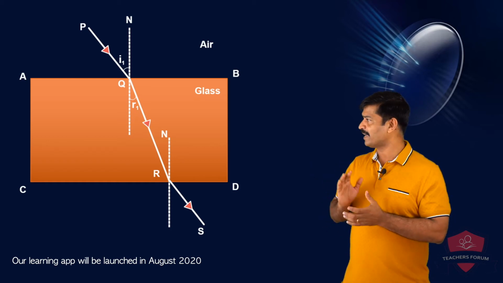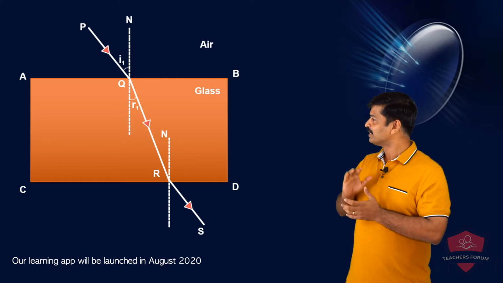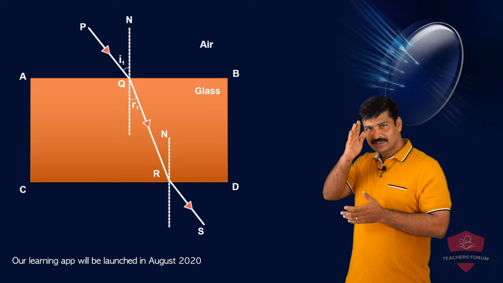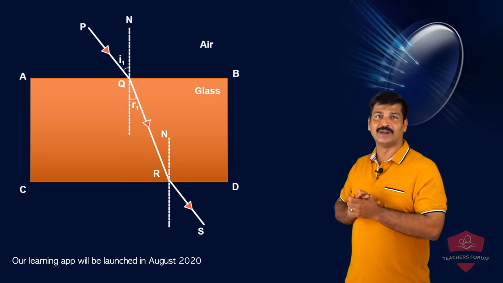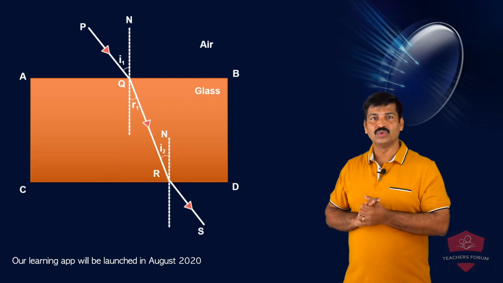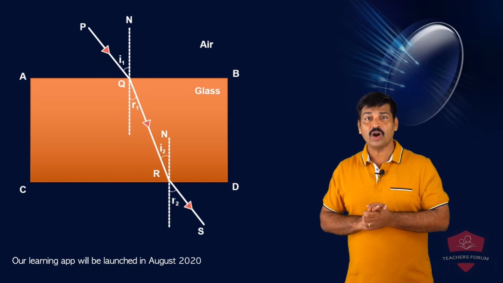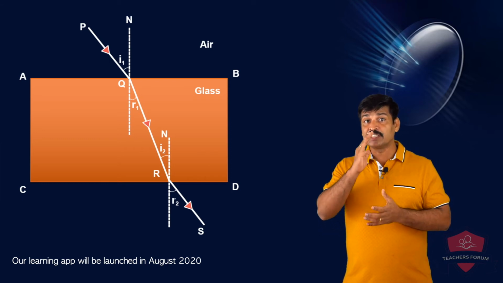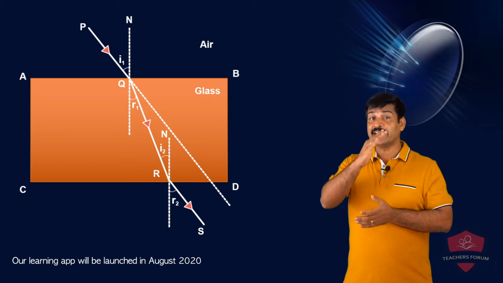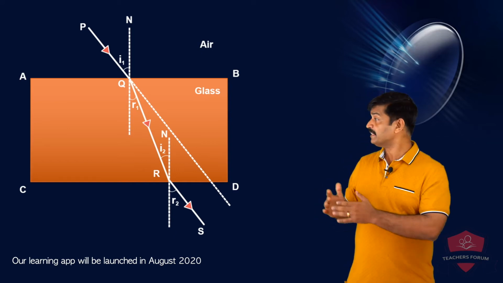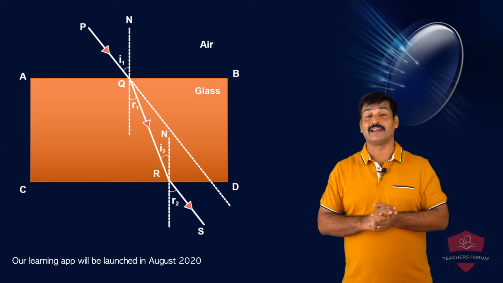Now can you mark the angle of incidence and refraction here? Here the angle of incidence, that is the angle between the incident ray, that is inside the glass, and the normal, is marked as I2, and the refracted ray is marked as R2 here. Now if you extend the incident ray, that is PQ, the direction of the incident ray and the emergent ray, what is the emergent ray here? That is RS, that will be parallel.